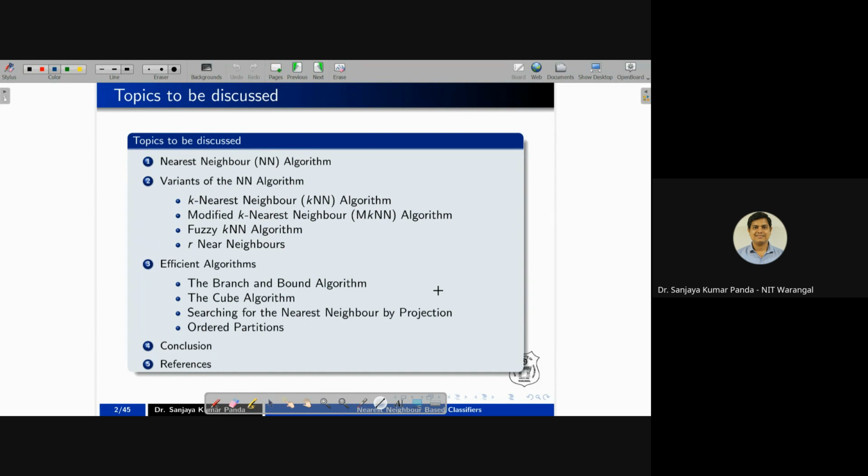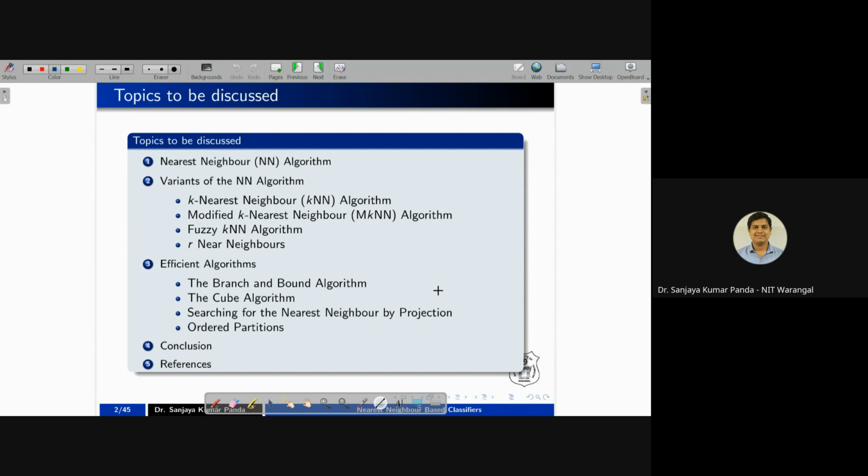Similarly, people have introduced the concept of fuzzy logic into the KNN algorithm. They call that the fuzzy KNN algorithm. Another variant of the NN algorithm is called the R near neighbor algorithm. In fact, last year we also developed one of the variants of the nearest neighbor algorithm, which performs better than some of the other variants. Apart from that, we are going to discuss some of the efficient algorithms in this session.